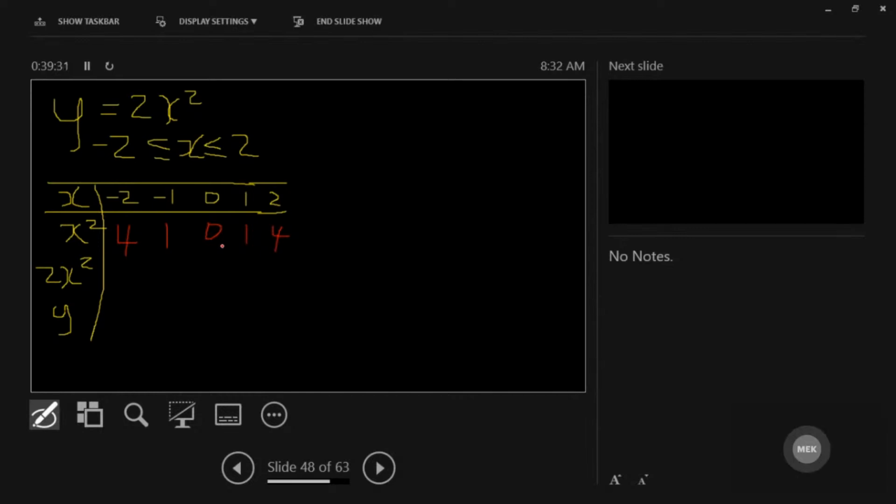And we're going to multiply these by 2 because it says 2 times the x squared. So 2 4s 8, 2 1s 2, 2 0s 0, 2 1s 2, 2 4s 8. And since that's all we're doing, we're not adding or subtracting anything more from it. So we just rewrite this as the y values because that's all it said. Square the x's, multiply them by 2.